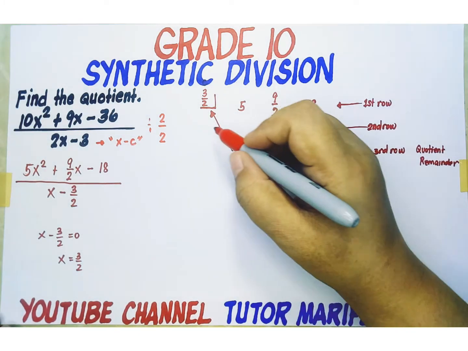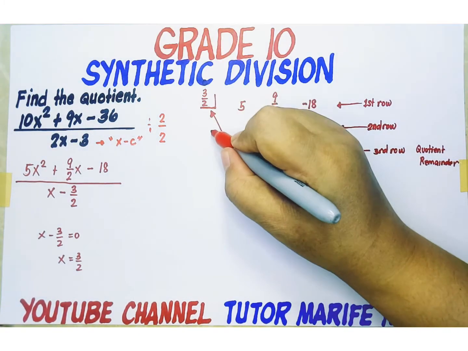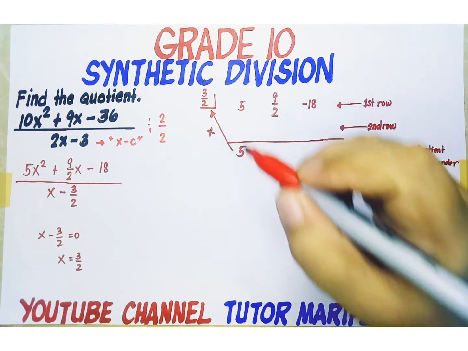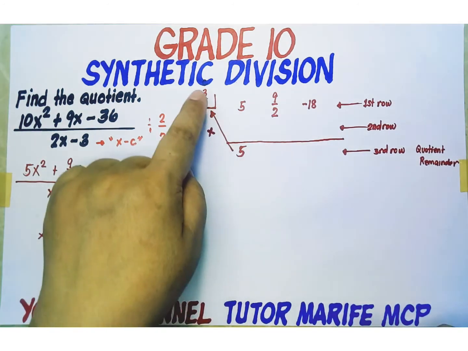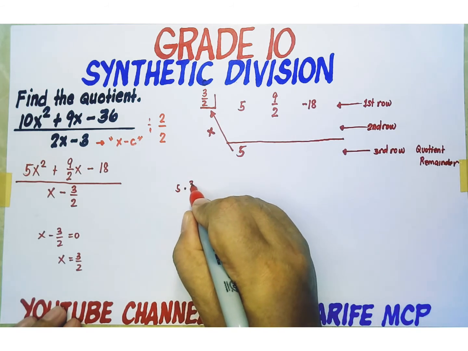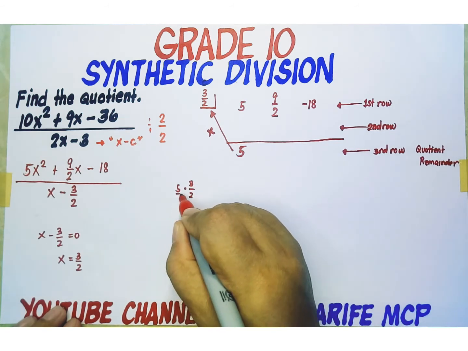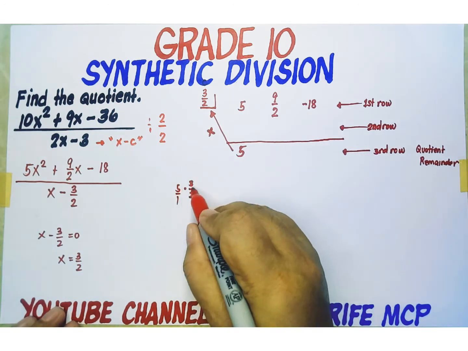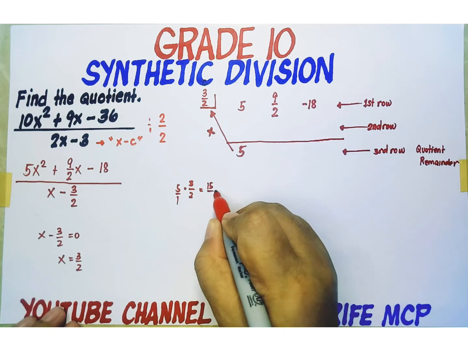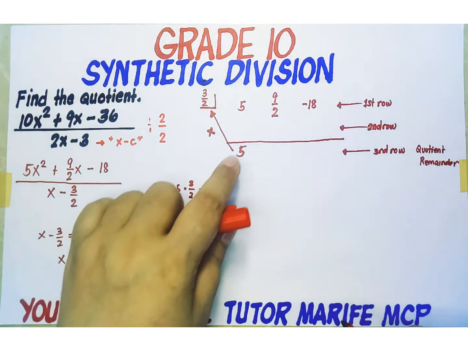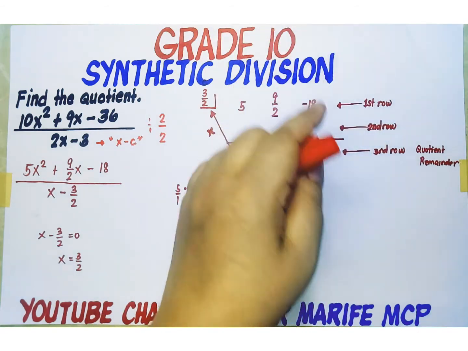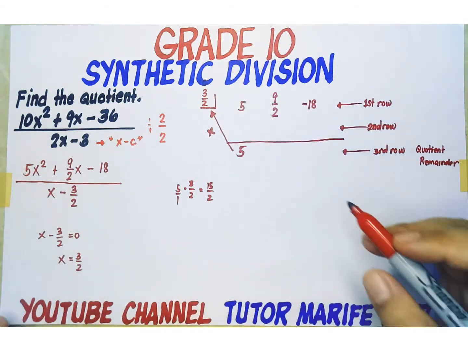Okay, so, tandaan ninyo, pag slant, ang operation mo ay multiplication. So, this is multiplication. 5 times 3/2, 5 multiplied by 3/2, parang over 1 yan. So, numerator times numerator, denominator times denominator, we have 15 over 2. Yung product, isulat mo doon sa next column. Second row, second column.